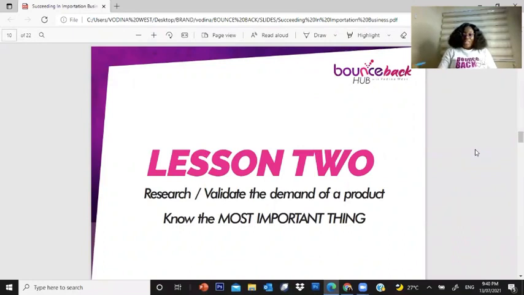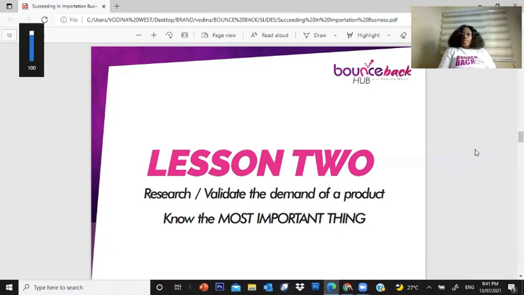Welcome to lesson 2. In this lesson, we're going to be learning how to research and do our validation, trying to be sure that there is a demand for the products we want to buy. And again, that there is also a need for the product, or the product is going to solve a problem, either a problem that people know they have or a problem they don't even know they have.